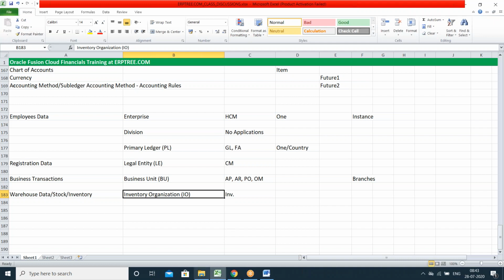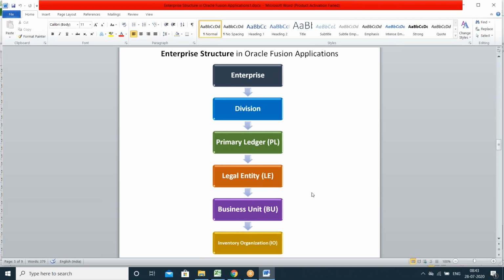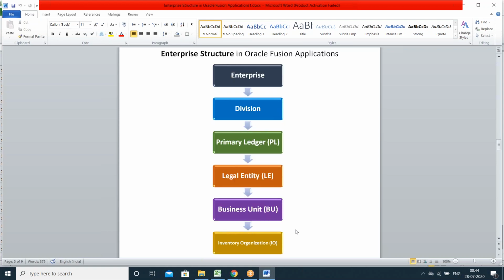Okay, so this complete information that we are discussing, we call this the enterprise structure. When you talk about enterprise structure in the Fusion application, at the top level we can have an enterprise. Under that we can have divisions, under divisions you can have a primary ledger. Under the primary ledger you can have a legal entity. Under the legal entity you can have a business unit. Under the business unit you can have an inventory organization.